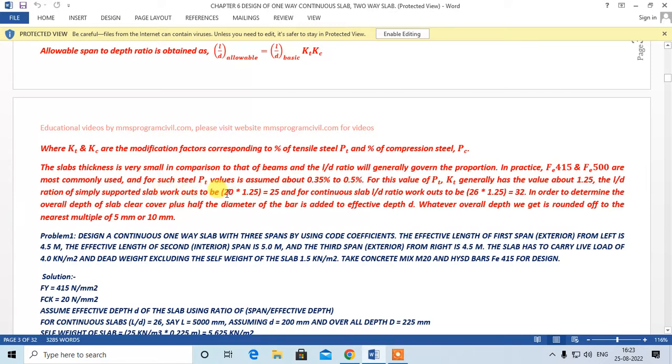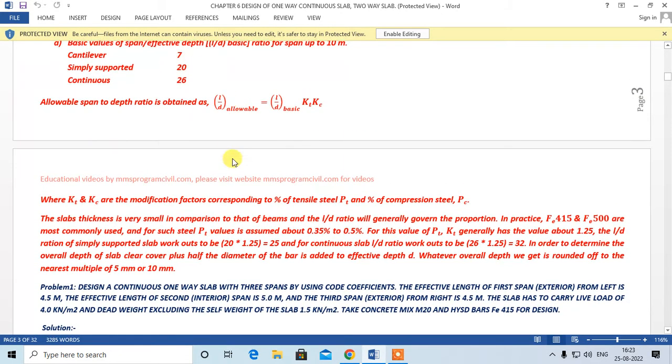and the L by D ratio of the simply supported slab works out to be, this is L by D basic, that is 20. Okay, this is 20 into KT into KC. KC is taken as 1 because there is no compression steel in slab. So when there is no compression steel in slab, the value of KC will be 1. Okay, so that is why you can start with L by effective depth ratio equal to 25 in case of simply supported slab. For continuous, you can take 26 into 1.25, that is 32, right?